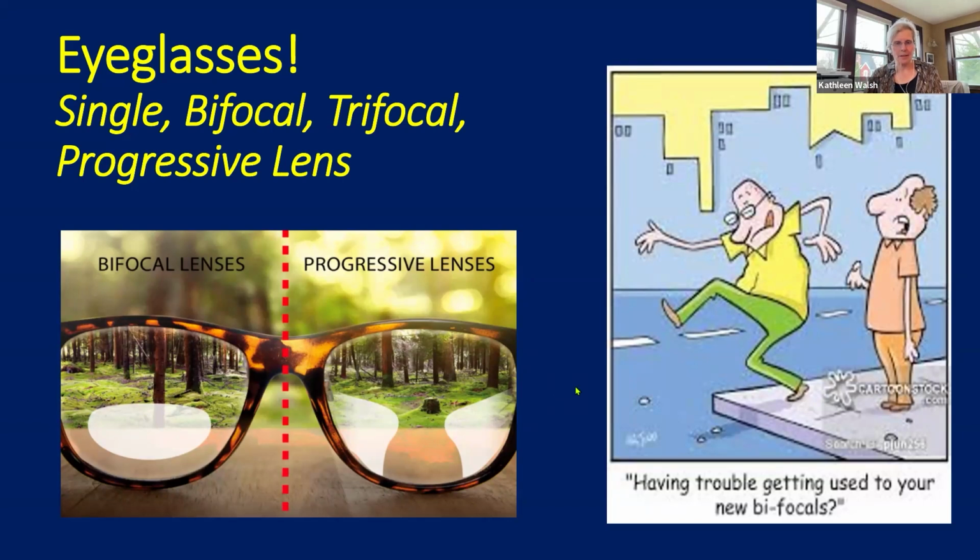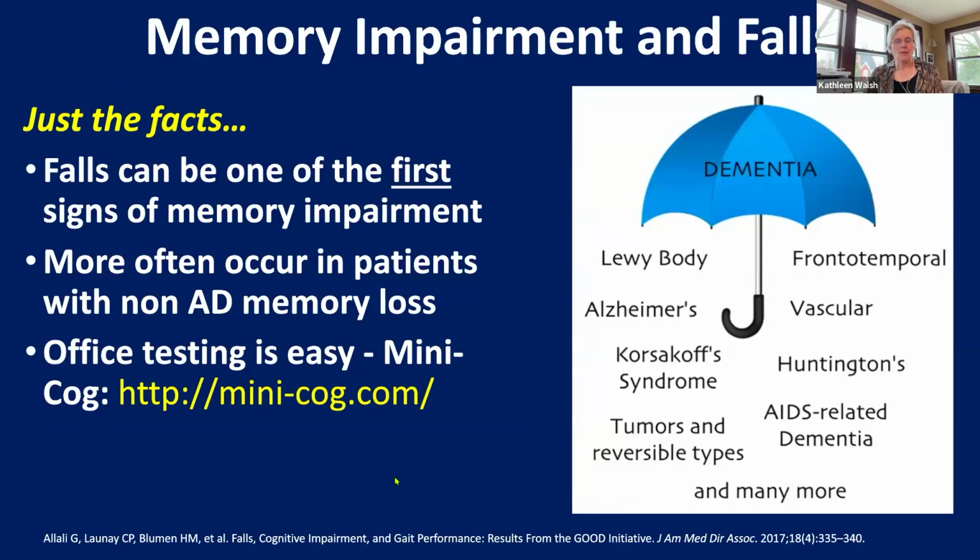So next slide, please. As I said before, falls can be some of the first signs of memory impairment for our patients, and they tend to occur in those patients with non-Alzheimer's disease memory loss. We talk about dementia. This is a whole other topic I talk about quite a bit. There are many different types of memory issues, so don't assume that your patient with memory issues has Alzheimer's. It may be Lewy body or frontotemporal or Huntington's or vascular dementia from mini strokes all the time.